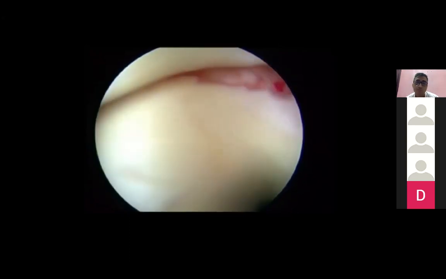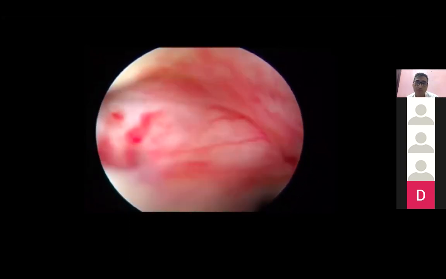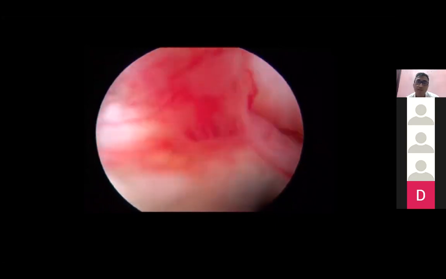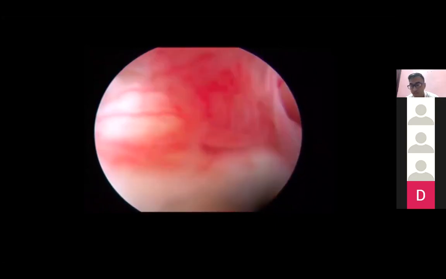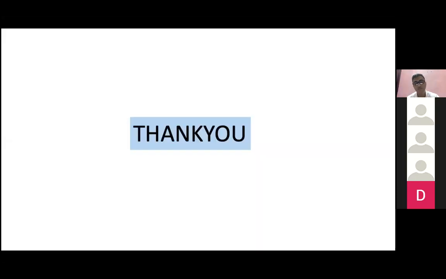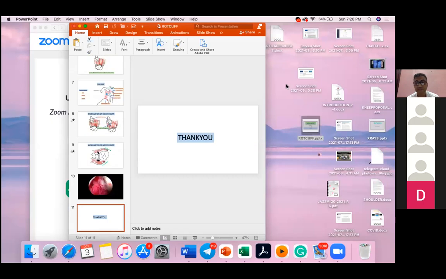To see the rotator cuff, we can visualize from the lateral portal, so that the overlying rotator cuff muscle can be visualized and operated upon. So this is the brief talk on the rotator cuff surgical anatomy. Thank you very much.